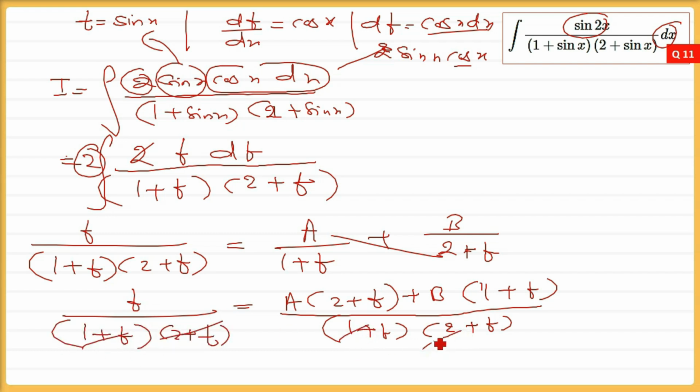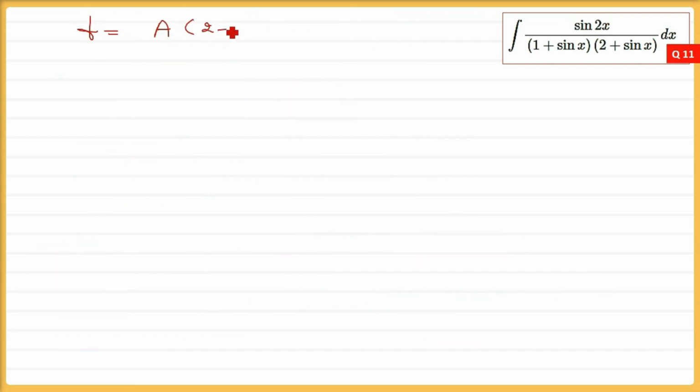We get cancellation of the denominator. Let's call it equation number 1. One time we'll put t equals -2, one time we'll put t equals -1, and then we'll get the integrable values or factors. So t equals a into 2 plus t plus b into 1 plus t. This is what we have got already.